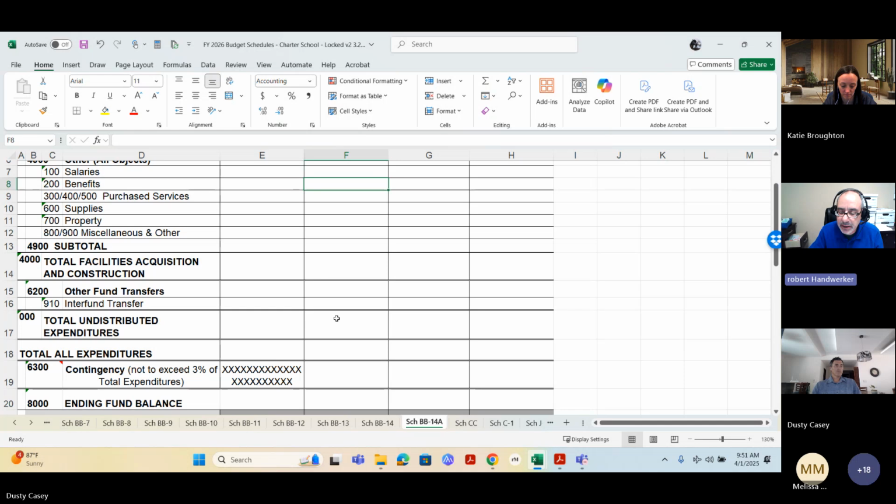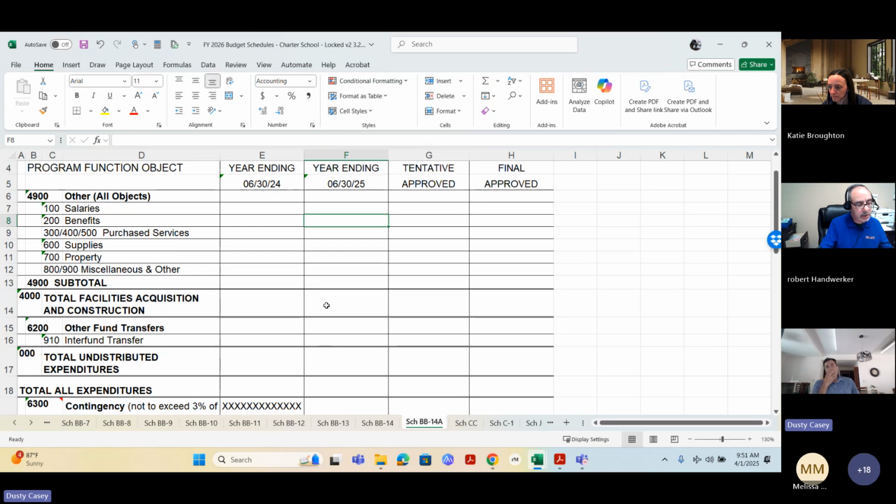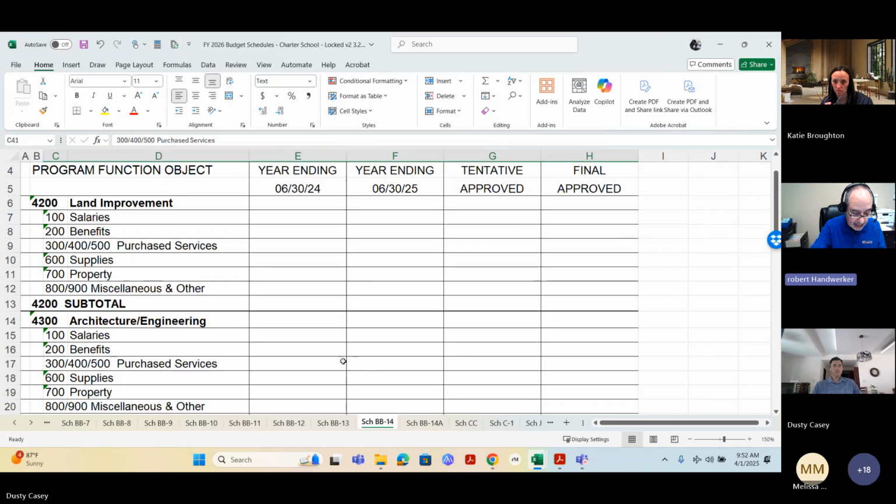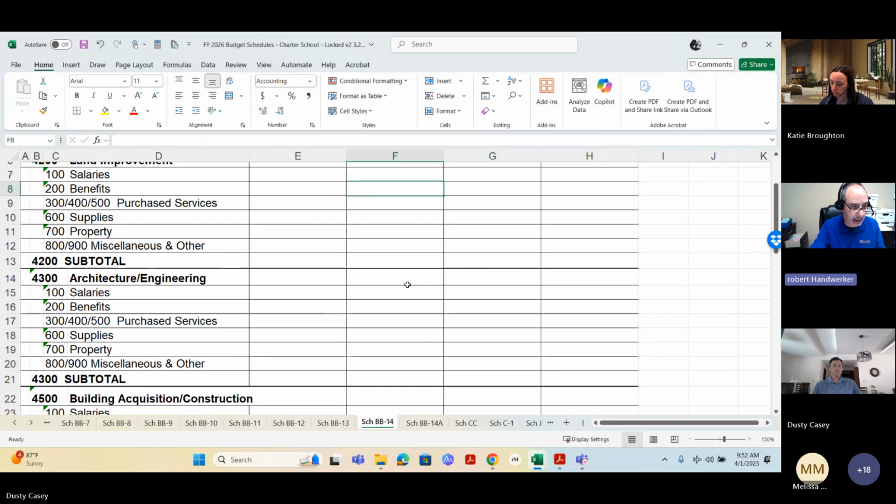Can I ask the question another way? Yeah, now let me back up. Rental payments, if you were renting something and you had a short-term rental, that's actually an object code, and that would go in there. But go ahead, Robert. So during fiscal year 2026, if we have a new lease that becomes a capital lease under GASB, that capitalized balance would be on the 4,500 building acquisition and then under 700 property for object.